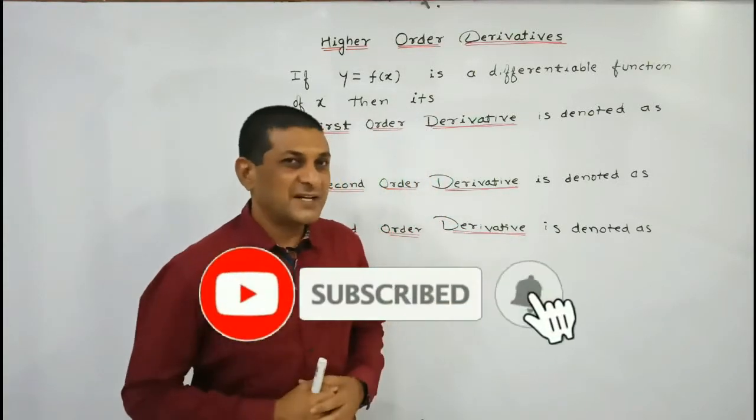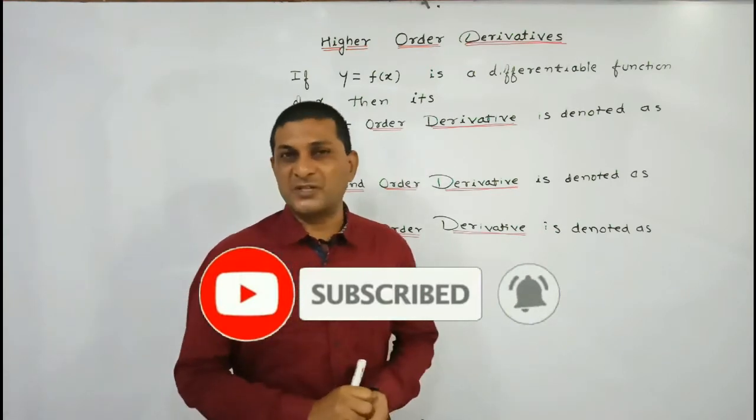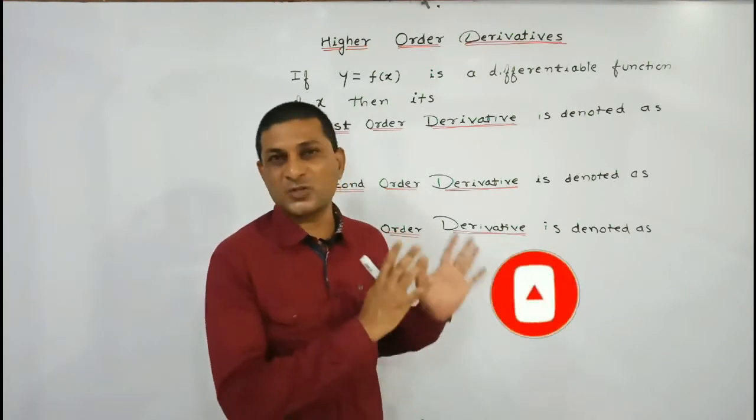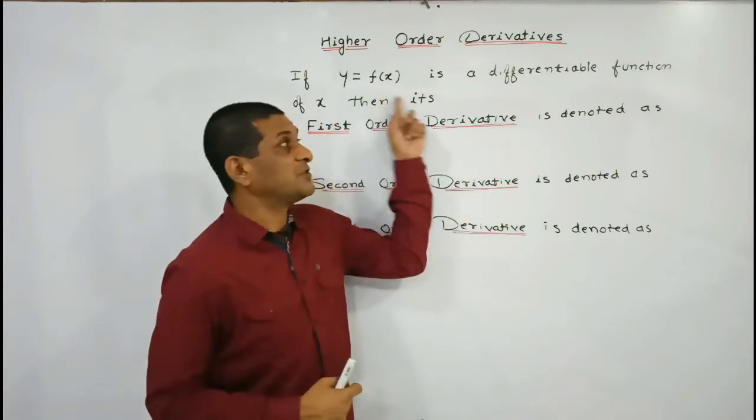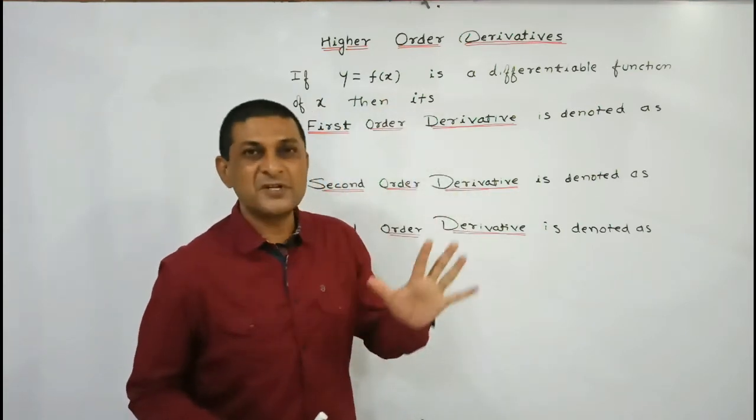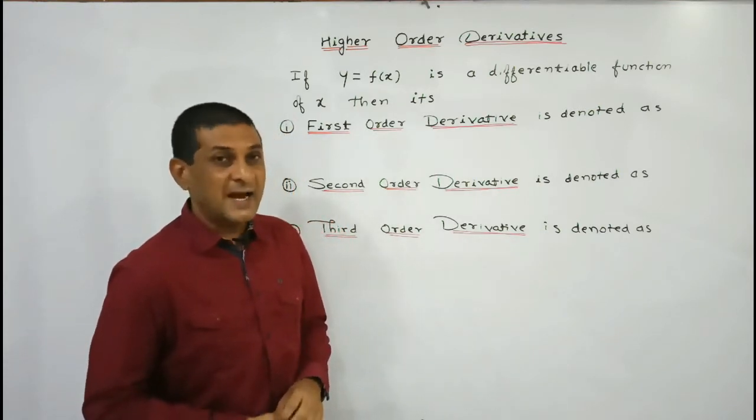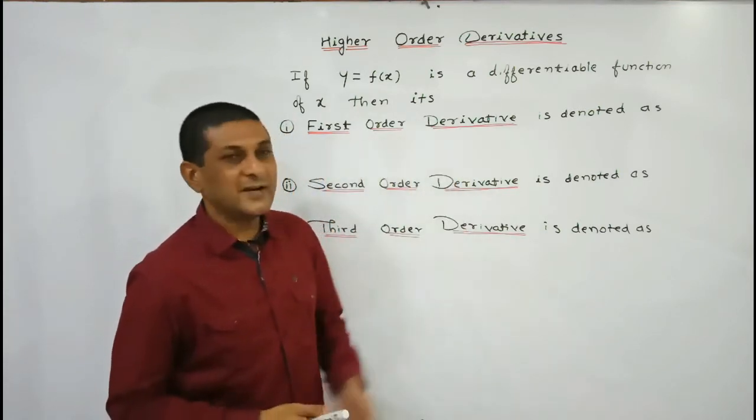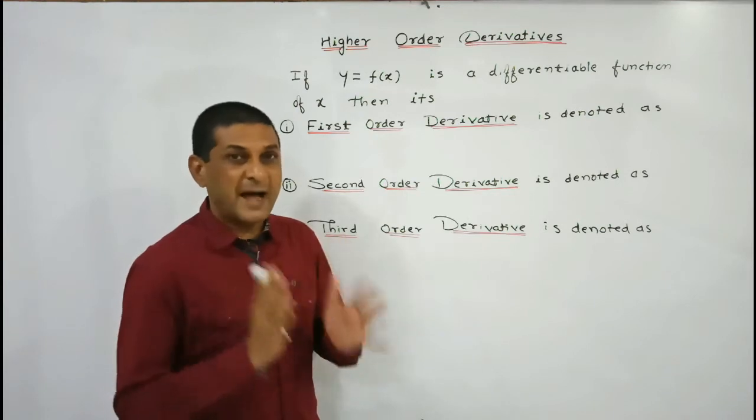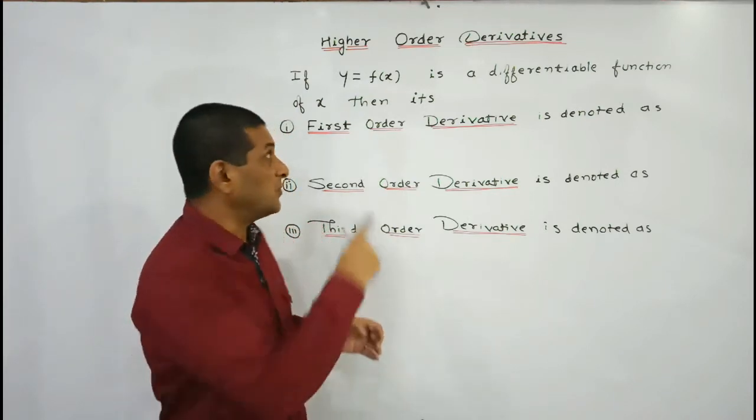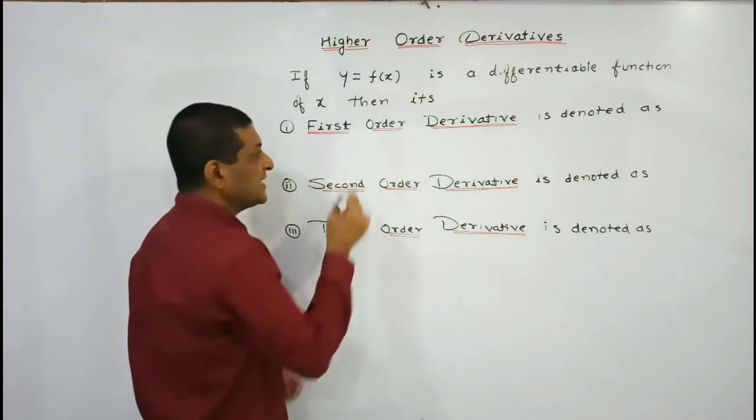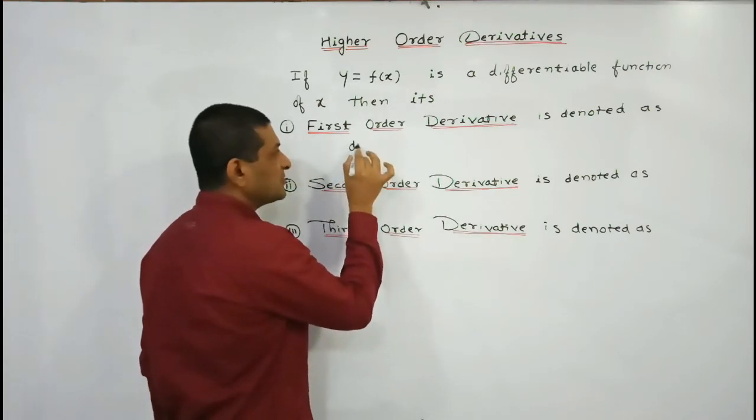In this video we are discussing the last article from this chapter, differentiation, that is highest order derivative. Now let us suppose that y is equal to f of x is a differentiable function of x, means its derivative exists with respect to x. At that time its first order derivative is denoted as, means if you are differentiating the given function y is equal to f of x, at that time its first order derivative is denoted by what?